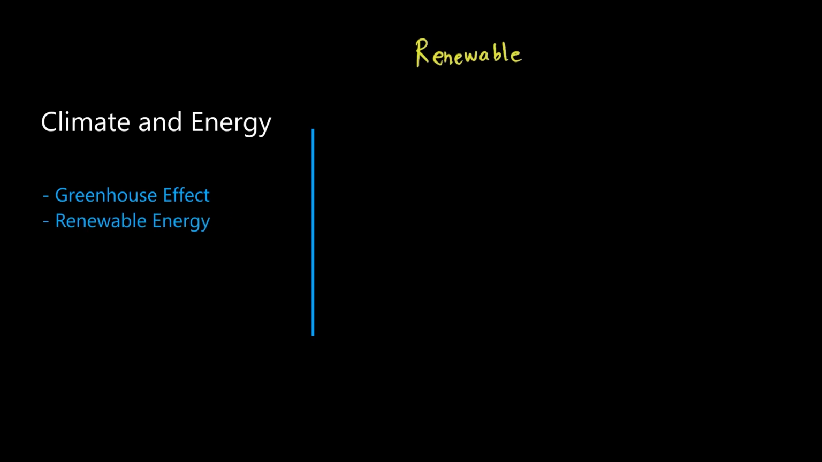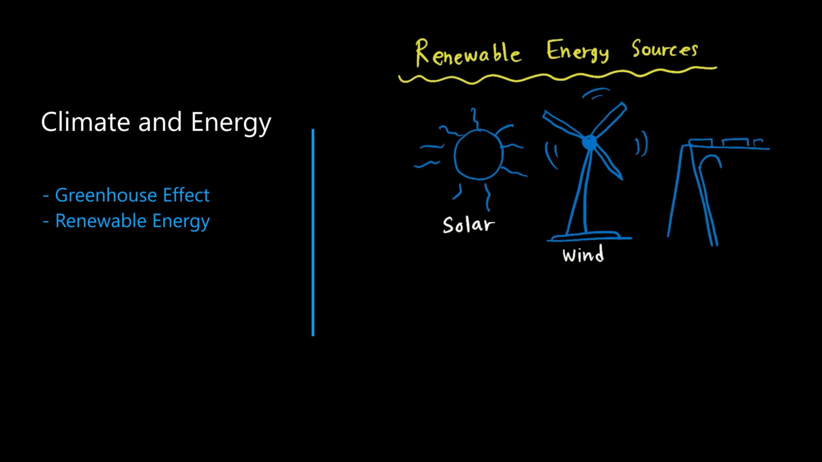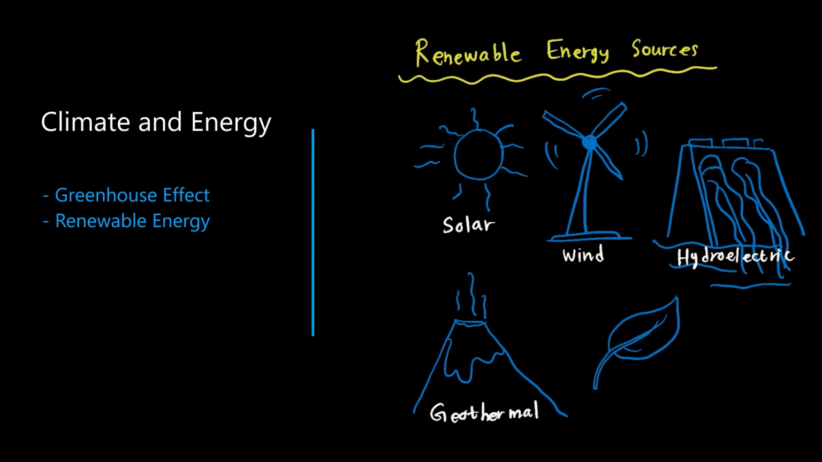In response, there is a growing focus on renewable energy sources that do not produce greenhouse gases. These include solar power, which uses photovoltaic cells or thermal systems to capture energy from the sun; wind power, which uses turbines to convert the kinetic energy of wind into electricity; hydroelectric power from dams; geothermal energy, which taps into the Earth's internal heat; and biomass energy, which is derived from organic matter. Each has its own advantages and disadvantages, but together they represent a path towards a more sustainable energy future.